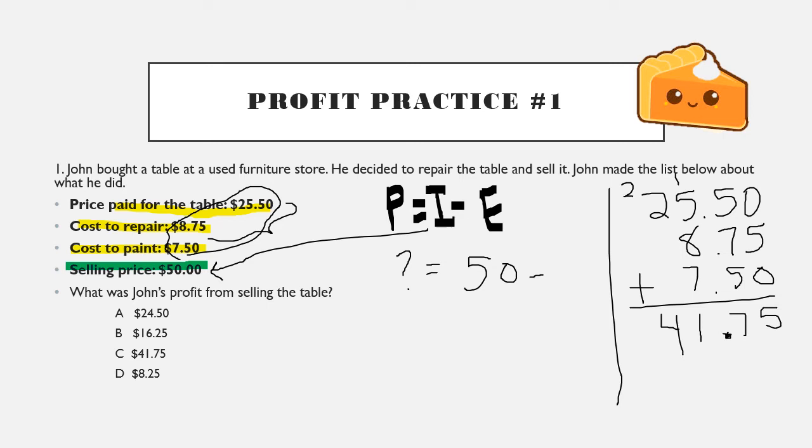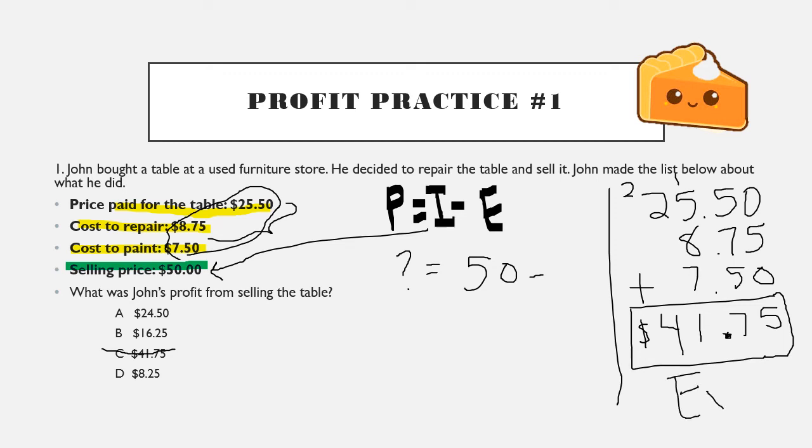When I added those, I got $41.75. Now, I'm not done. That is an answer choice, but that is a trick because this is not our profit. What is it? It was the cost that we had in order to make the table sellable. These are our expenses.